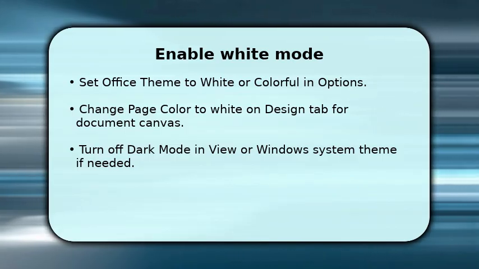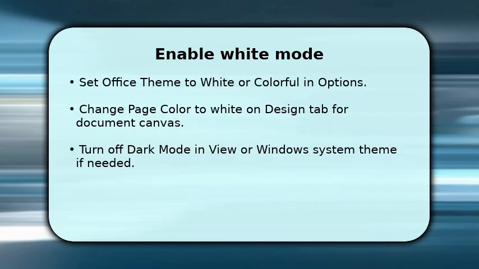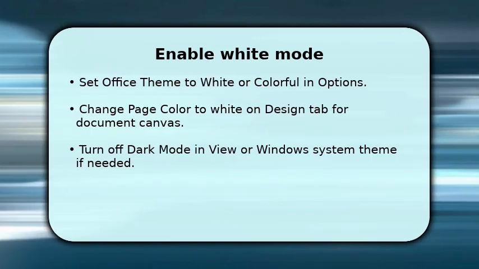Once done, open the Design tab and set page color to white so the document canvas matches the UI. If Word still shows dark elements, go to View and disable Read Mode Dark Page and check your Windows system theme. Word can follow System Dark Mode.